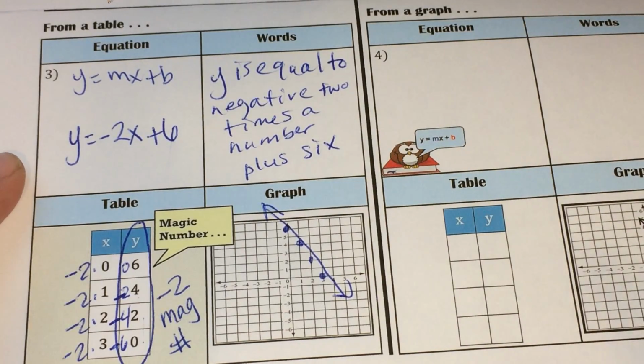All right, these ones are exactly like numbers 5 and 6 on your homework. Give it a try.